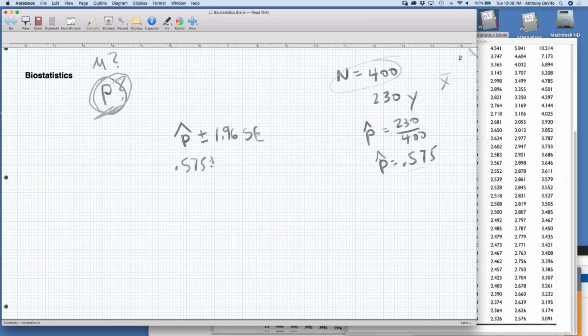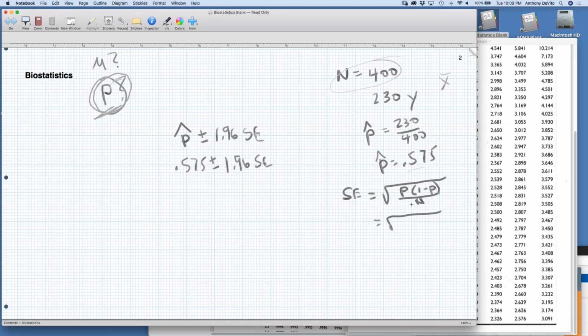Okay, so now I just need to put in a value, which is 0.575 plus or minus 1.96 times our standard error. How do I calculate standard error for a proportion? Well, I think we gave you this formula, right? Standard error for repeated samples of size 400 is equal to the square root of p times 1 minus p. Of course, we know what p is, so we use p-hat for this formula, over the sample size. Right? So what is that equal to?